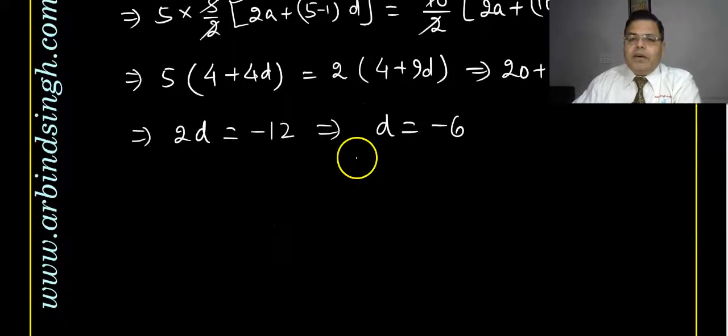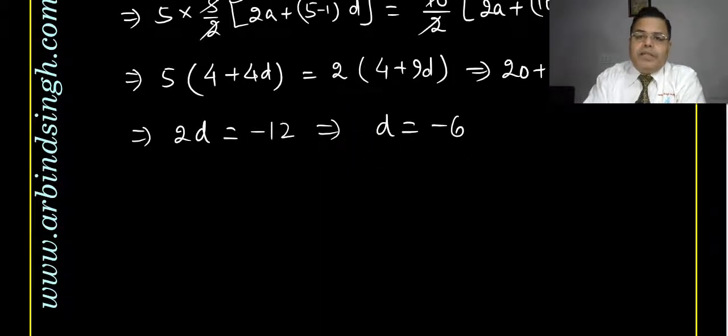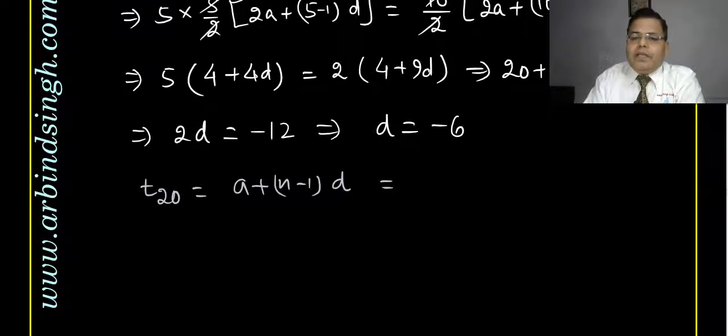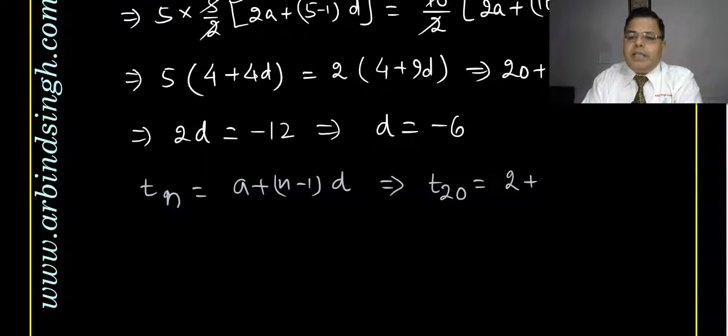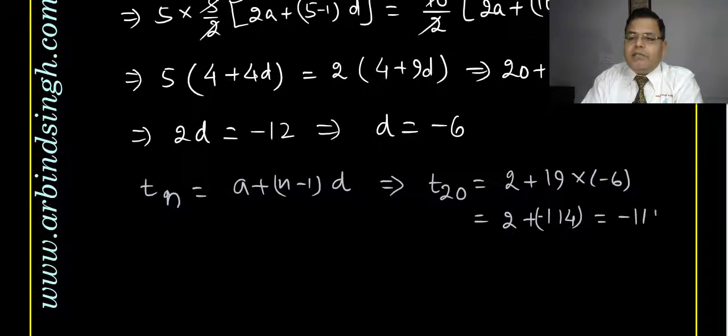D is minus 6. Now we have to write the 20th term. The nth term Tn is equal to a plus (n minus 1) d. Therefore, for the 20th term, in place of n we put 20: T20 is equal to 2 plus (20 minus 1), that is 19, into d, which is minus 6. So 2 plus 114 with negative sign, this will be minus 112, and that is the answer. So I hope you got it.